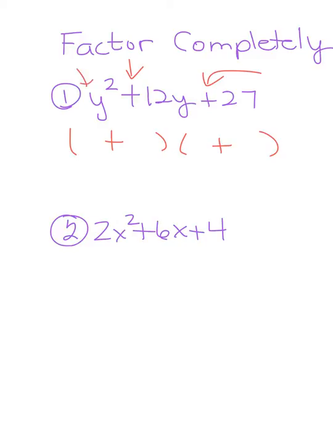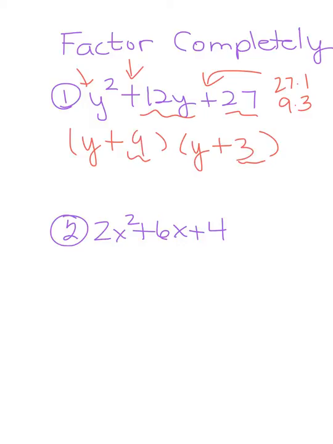Now, the only way I can get to y squared is y and y. Now, when you're factoring, you're actually doing the opposite of FOIL. So I know y times y gives me y squared. Now I need to figure out what numbers I need to go into my other parts of my binomial. So I need factors of 27, which would be 27 and 1, or 9 and 3, that when I add together, I get 12y in my middle term. That will be 9 and 3.